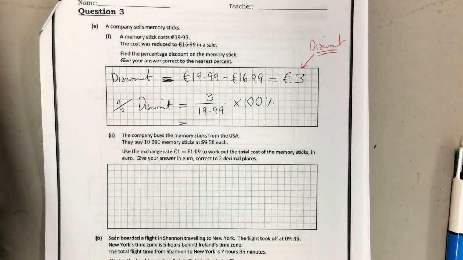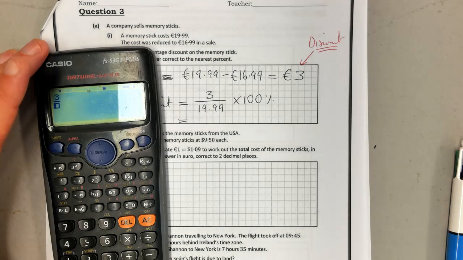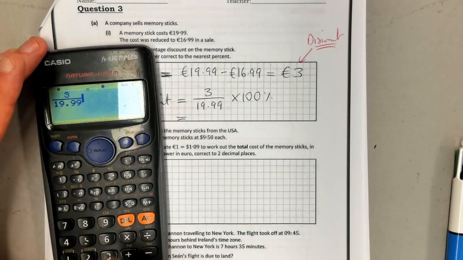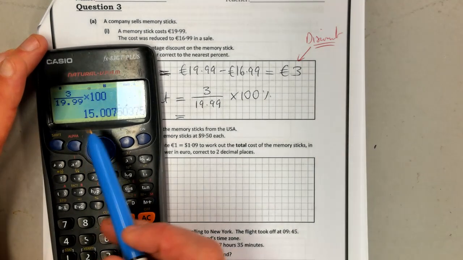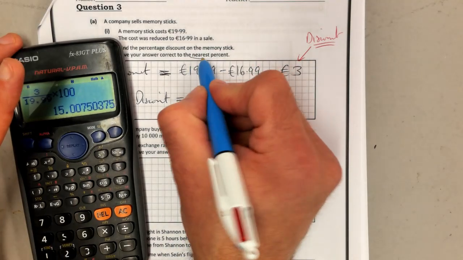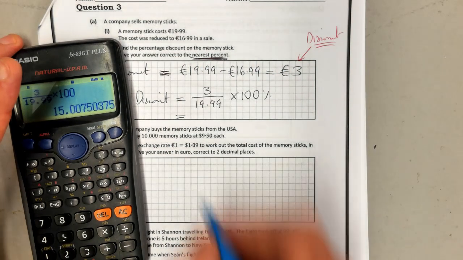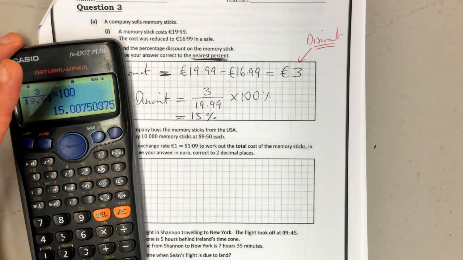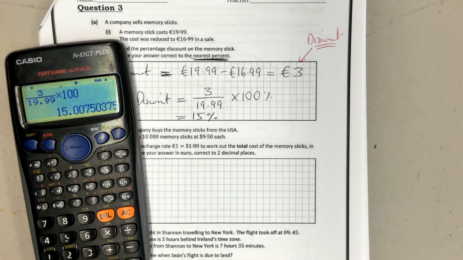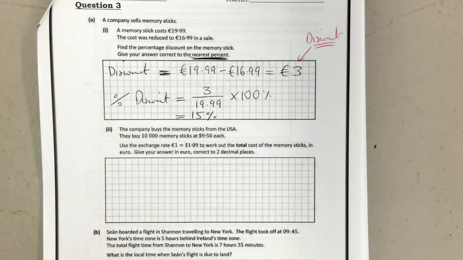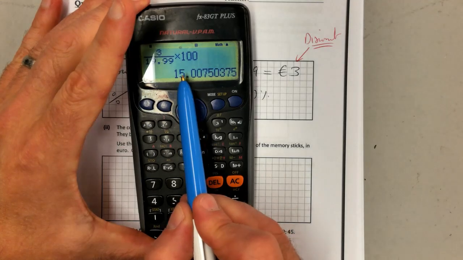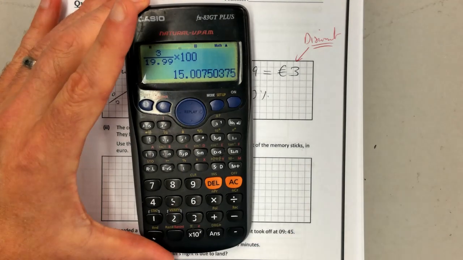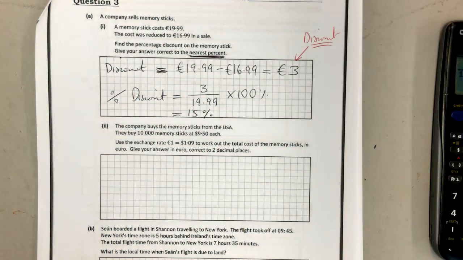Changing it to a percentage, you multiply by 100%. Now when we do that in our calculator, 3 over 19.99 multiplied by 100, we end up getting 15.007. That says correct to the nearest percent. You lose a mark if you do not write down 15%. The nearest percent is what it's asking you for, not 15.0 or 15.00. Find the whole number part, look at the digit on the right: 5 or greater you round up, less than 5 you round down. And that's correct to the nearest percent.